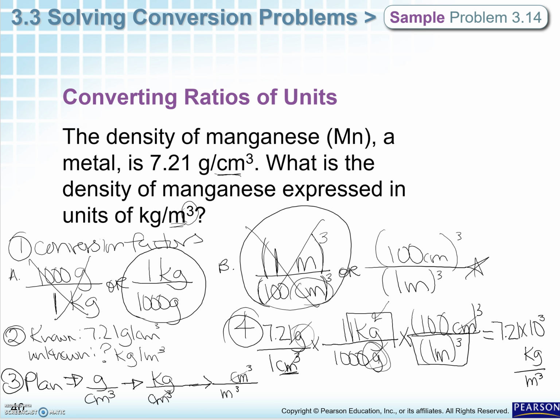Overall, we've learned how to use density as a conversion factor. We've learned how to convert between different units and even how to convert using ratios. Hopefully we'll be able to get a lot of practice in during class, and I'll see you tomorrow.